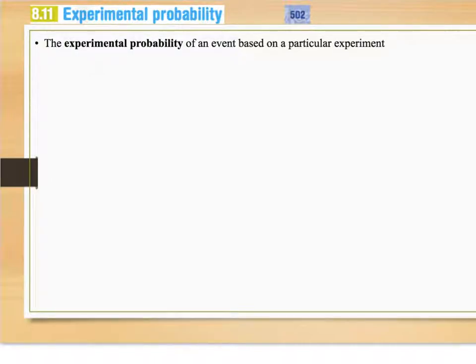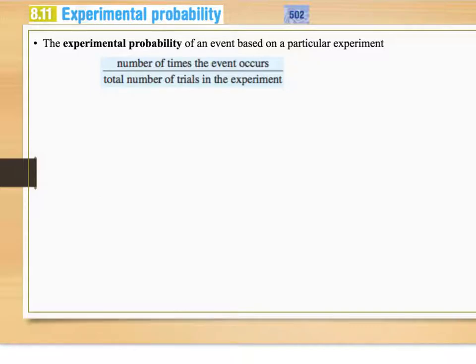Now, theoretically, if I flip a coin, I have a 50% chance of getting a head. If we compare that to experimental probability, I will flip the coin a number of times, see how many heads I get, or what the probability of getting a head is, and then use that result. That will be the experimental probability.